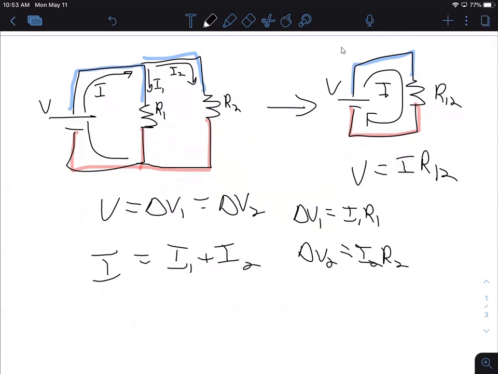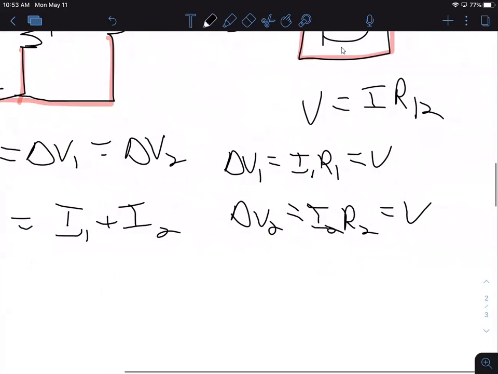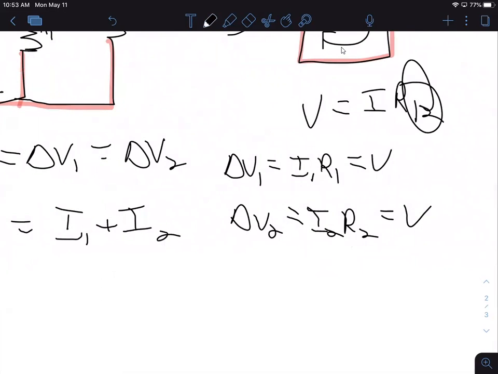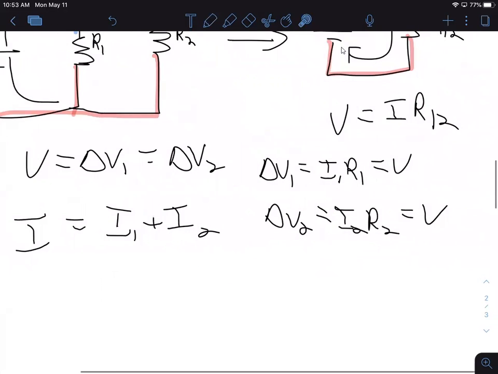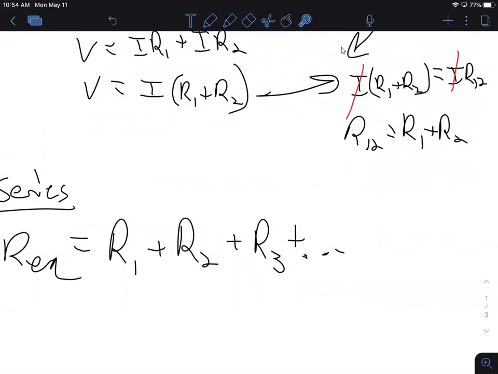All right, and then we can say, because of what we said here, well, that's just V, and that's just V. All right, so let's do some substitution. I'm trying to get R12. How does it relate to R1 and R2? So I want to somehow get rid of these I's and V's and all that and just get R1 and R2, just like here I was able to get just this.